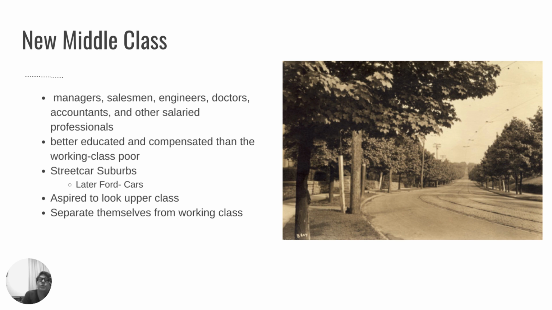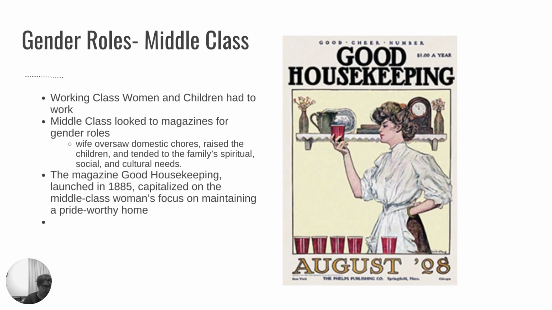There is a rising middle class during the Gilded Age. These are people who are managers, salesmen, engineers, doctors, accountants. These are professionals. They are salaried. They are better compensated than the working class poor. While many of these people work in the cities, many of them in these office buildings that we're building, they are not living in the inner cities. They are living in what we're calling streetcar suburbs. And so they would take the streetcars to these nicer neighborhoods with nicer houses, and they are separating themselves from the working class.